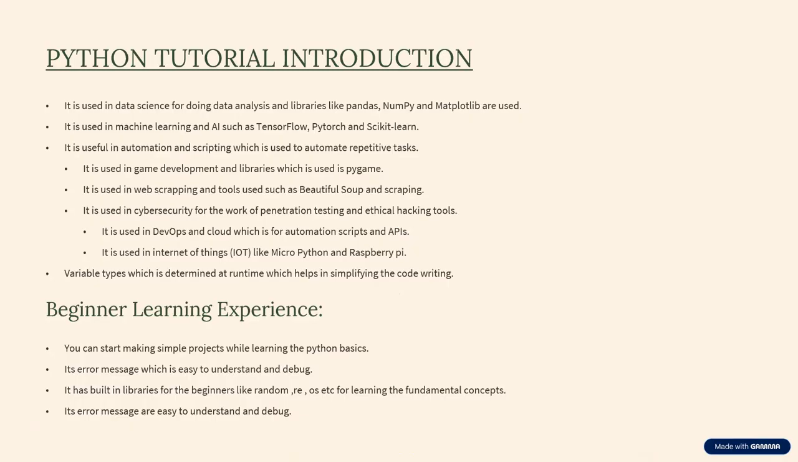It is used in automation and scripting, which is used to automate repetitive tasks. It is used in game development, with libraries such as Pygame. It is used in web scraping, with tools such as Beautiful Soup and Scrapy. It is used in cyber security for penetration testing and ethical hacking tools. It is used in DevOps and cloud for automation scripts and APIs. It is used in Internet of Things, like MicroPython and Raspberry Pi. Variable types are determined at runtime, which helps in simplifying the code writing.